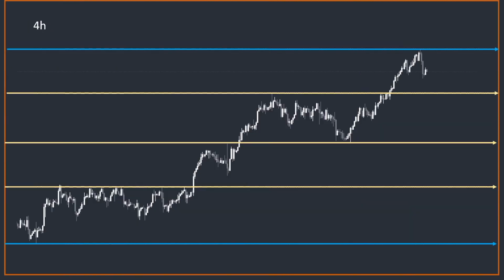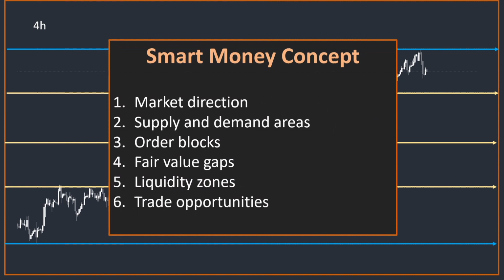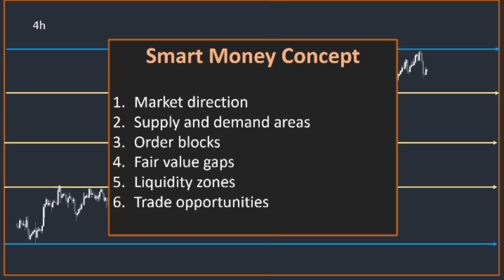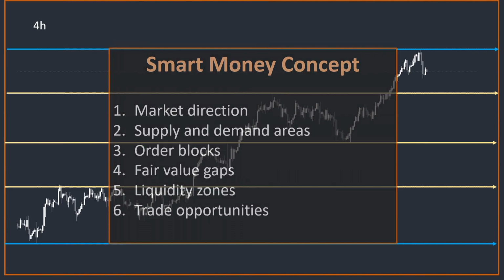Now this is on a 4 hour time frame. We still have our key levels and the other levels. This is the time frame where we're going to apply the smart money concept. This is where we go to find our market direction, to find the supply and demand areas, to find order blocks and fair value gaps, to identify liquidity zones, and to find trade opportunities. Guys, on a 4 hour time frame, we're going to apply the smart money concept.